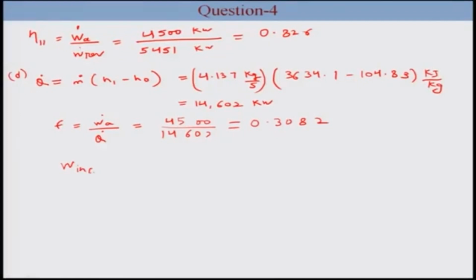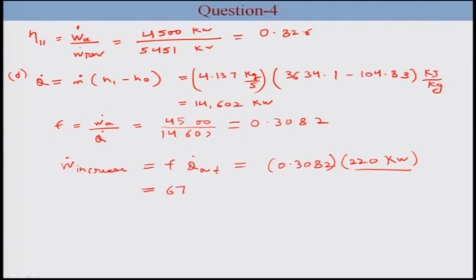Now, if we assume that the same fraction of heat loss from the turbine could have been converted to work, then if the turbine is well insulated, the possible increase in the power will be this fraction multiplied by Q out dot, which is equal to 0.3082 into 220. So, a fraction of this which is wasted would have been converted into useful work. These many kilowatts could have been converted into useful work.